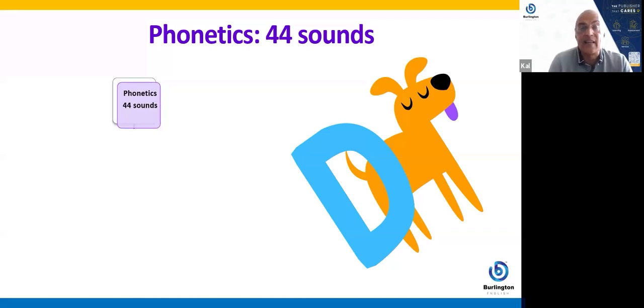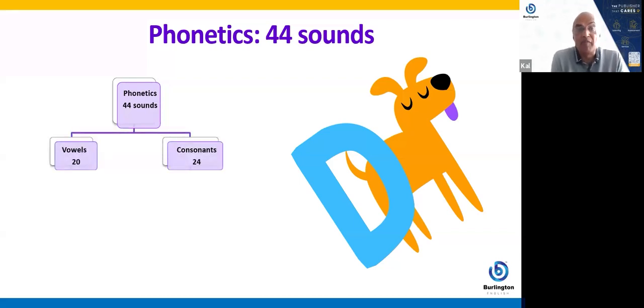So if we just look at the sounds themselves, then we can say we have 44 sounds in the English language. In its base form, it's split up into vowel sounds and consonant sounds. Now, remember, I keep saying sounds, so we're not talking about the letters, we're not talking about the alphabet, we're talking about 20 vowel sounds and 24 consonant sounds.